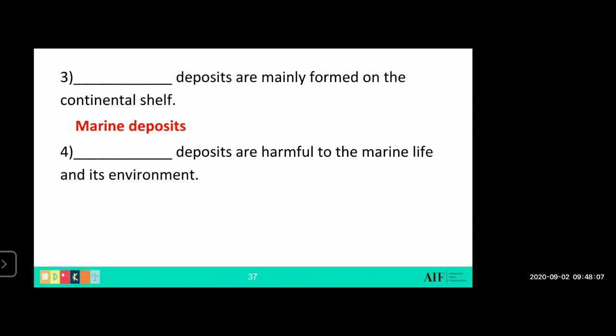Last one, dash deposits are harmful for the marine life and its environment. I told you, the man-made deposits. Teacher, anthropogenic deposits. Very great. For you also, anthropogenic deposits are harmful to the marine life and its environment. Yes, very good.